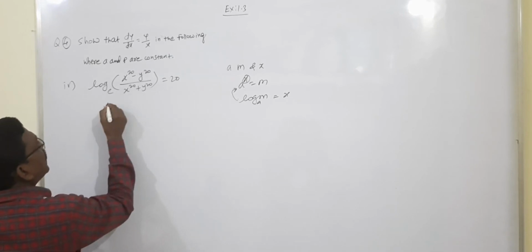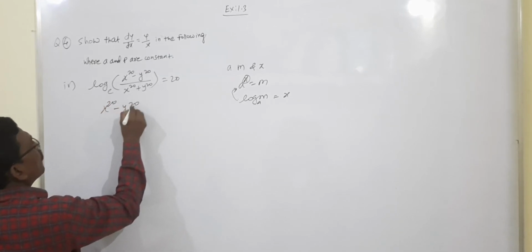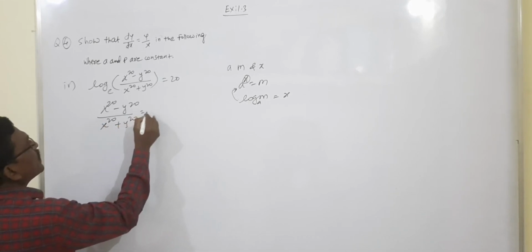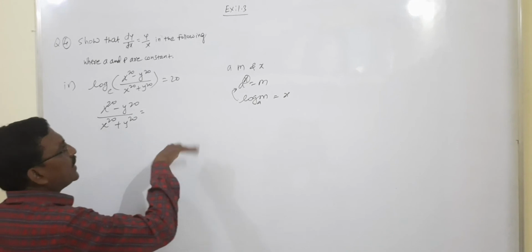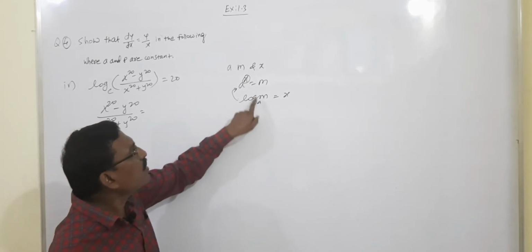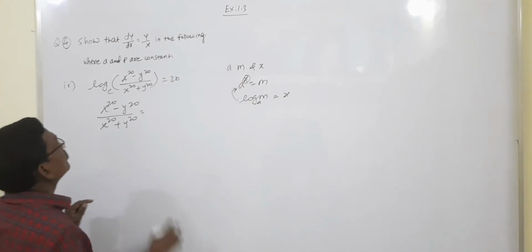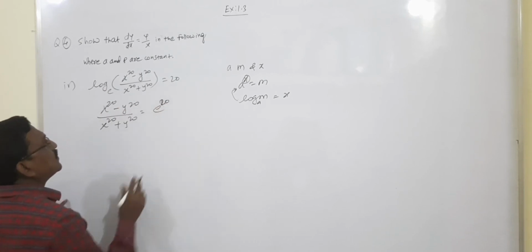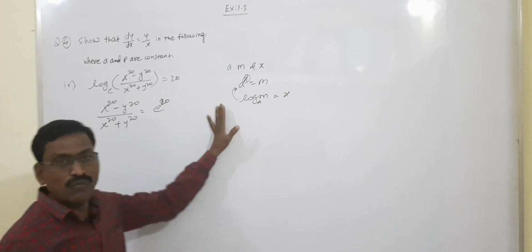So we write here m means the bracket, x to the power 20 minus y to the power 20 divided by x to the power 20 plus y to the power 20, is equal to base e to the power x, this term. So base e to the power 20, by using the definition of logarithm.